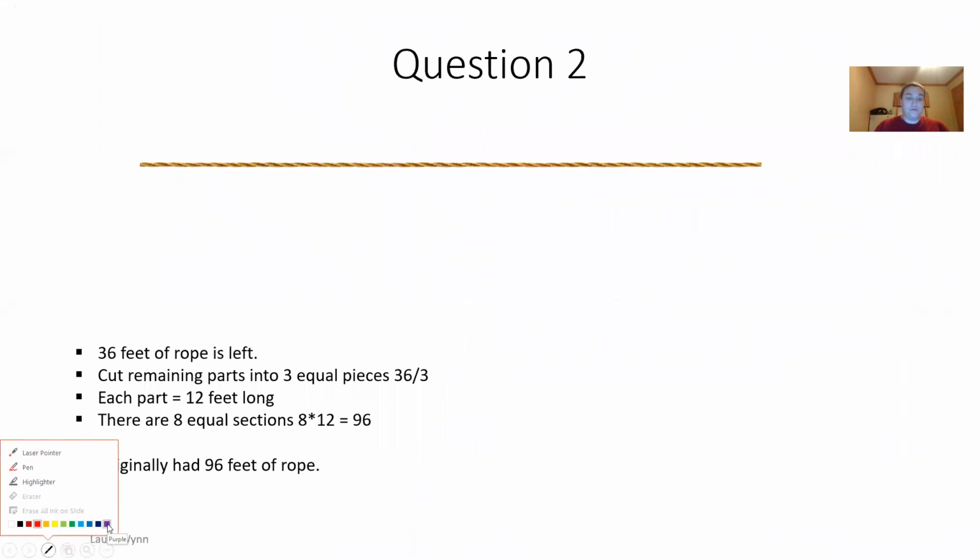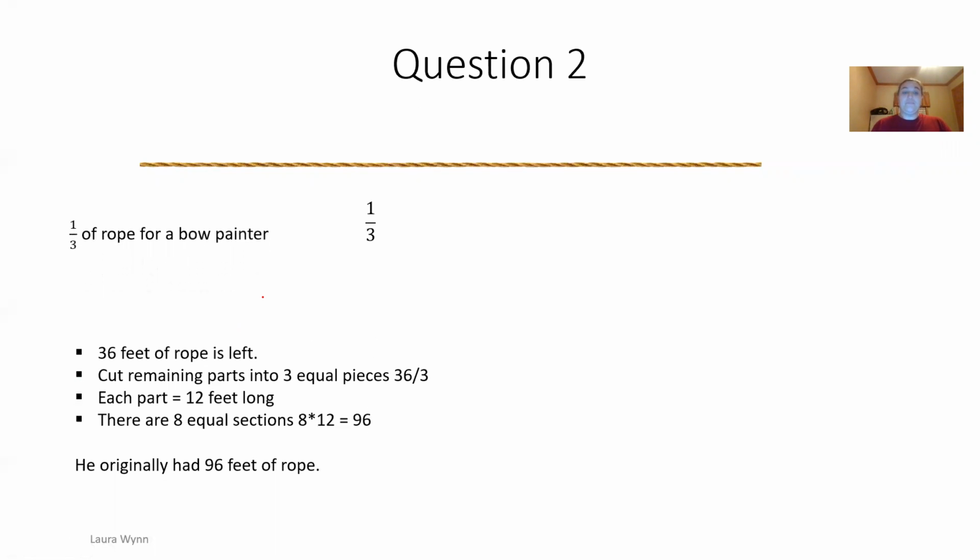Okay, so all right, he's got 36 feet of rope left. So he used 1/3 of it for the bow painter, which is about right here, is what I'm estimating. Okay. Now he used 1/4 of it to tie up the carpet, which is about right here. Okay. So now what we need to do in order to solve this problem, we're going to have to cut the remaining parts into 3 equal pieces. So we'll say about, that's not really equal. So we got 3 more pieces.